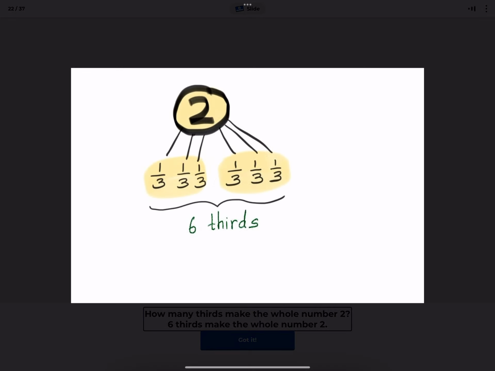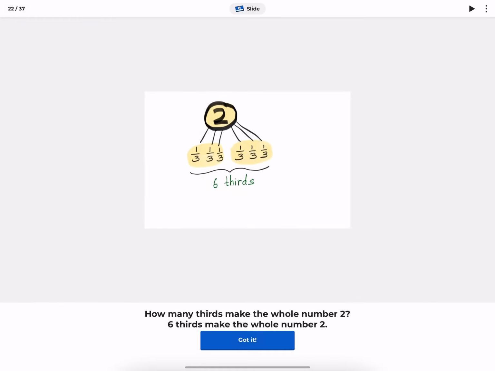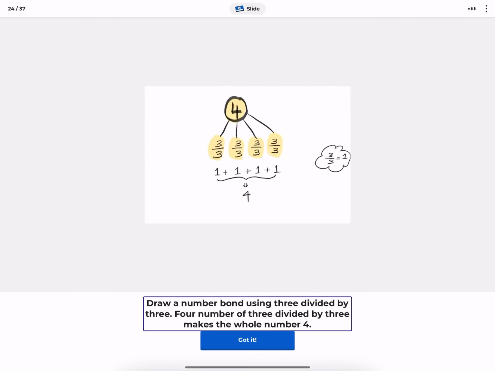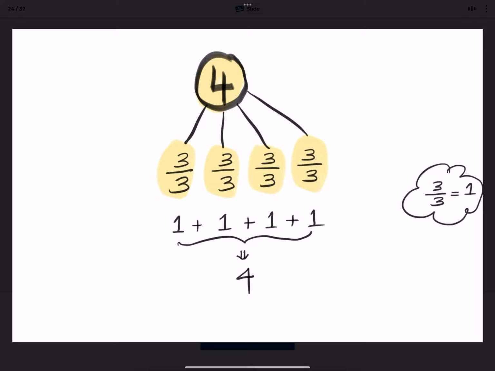How many thirds make the whole number 2? 6 thirds make the whole number 2. Do you know 3 divided by 3 makes 1? Yes, 3 divided by 3 makes 1. Draw a number bond using 3 divided by 3. 4 number of 3 divided by 3 makes the whole number 4.